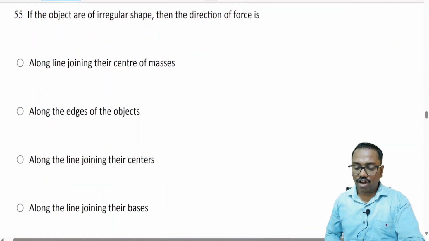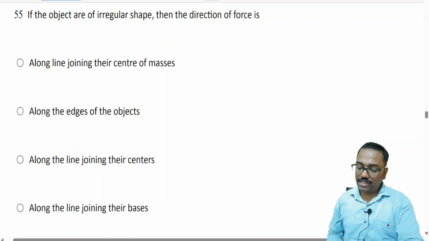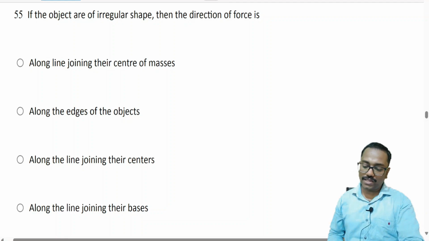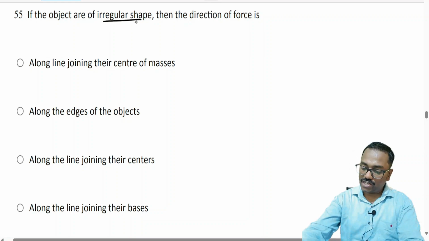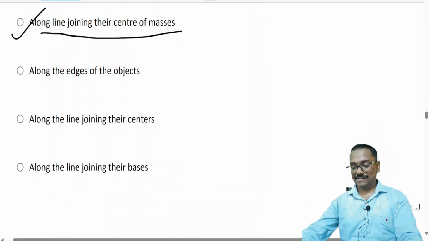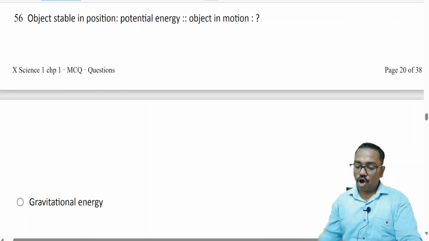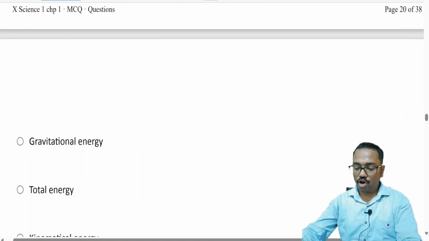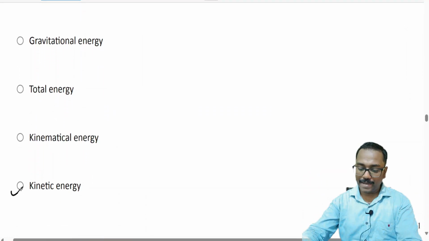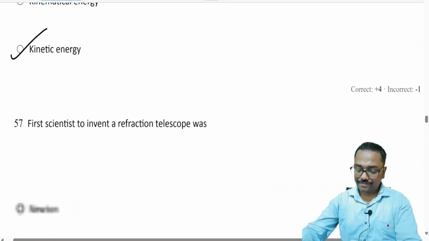If the objects are of irregular shape, then the direction of the force is along the line joining the centers, along the edges of the objects, along the line joining the bases. So its answer is, if it is irregular shape, then it is along the line joining the center of the masses. 56th question, object stable in position, it is potential energy, right? Then you already know object in motion is, it will be kinetic energy.